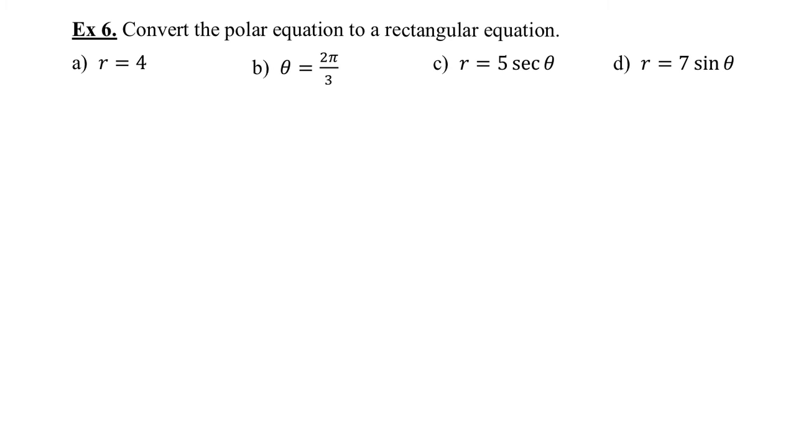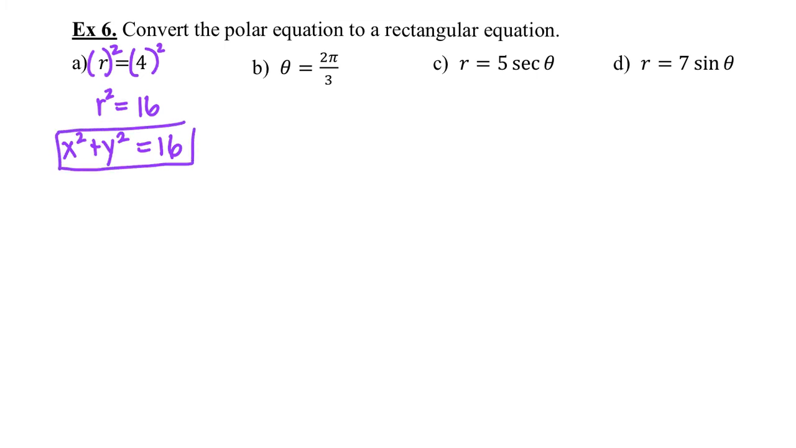So I'm going to have to square both sides because there is an r squared equals on the list of formulas, and that's going to help me create something I can work with. Okay, so I get r squared equals 16. Because I now have r squared, I can substitute x squared plus y squared for r squared, and I get x squared plus y squared equals 16.